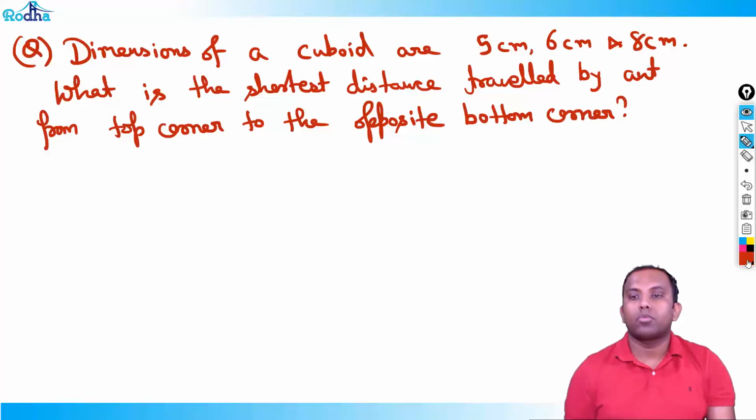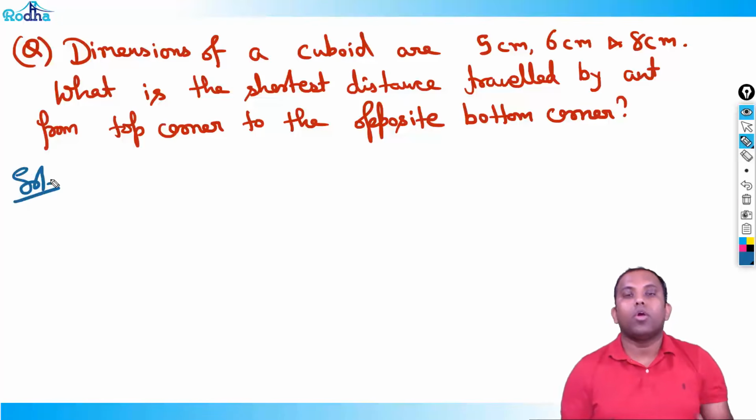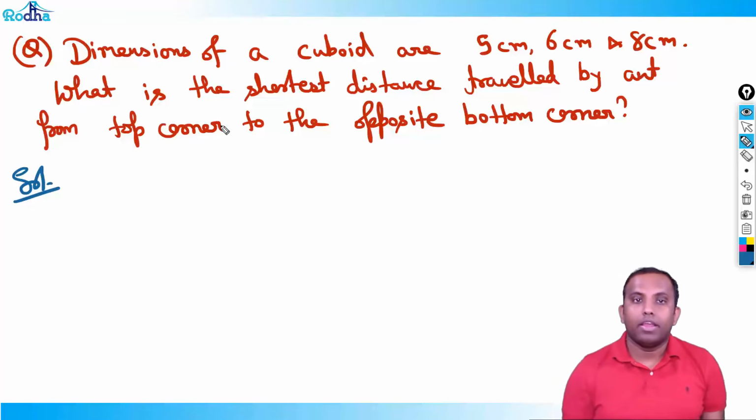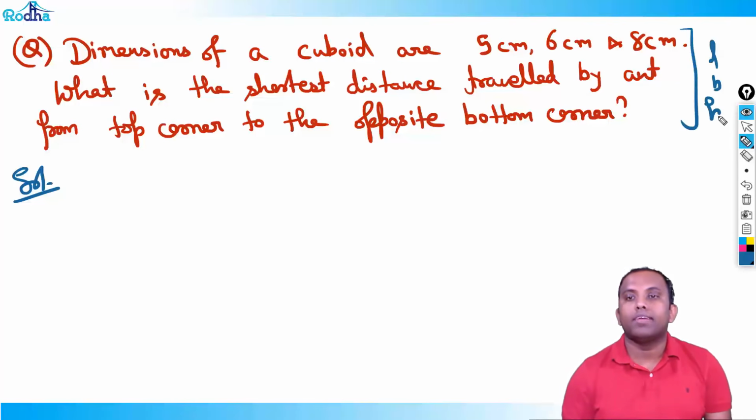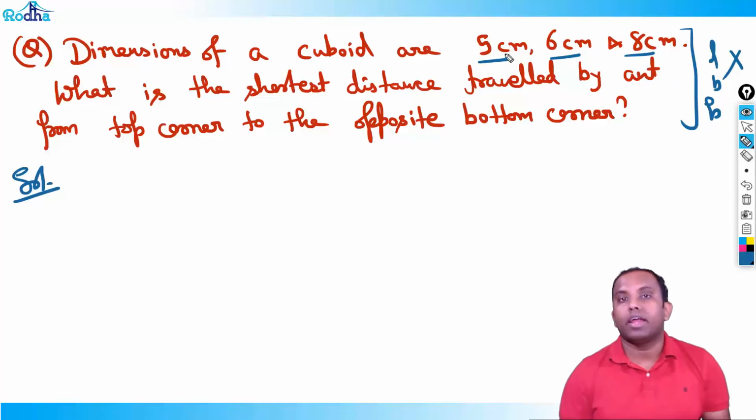Right, now again a super question. Because we have done all the concepts, this question will become very easy, but it's a tough question. The dimensions of a cuboid are 5, 6 and 8. Why is it tough? Because I have not mentioned the length, breadth and height. Among 5, 6 and 8, which is length, which is breadth and which is height is not mentioned. That's why it is a tough question, but we'll do it very easily.